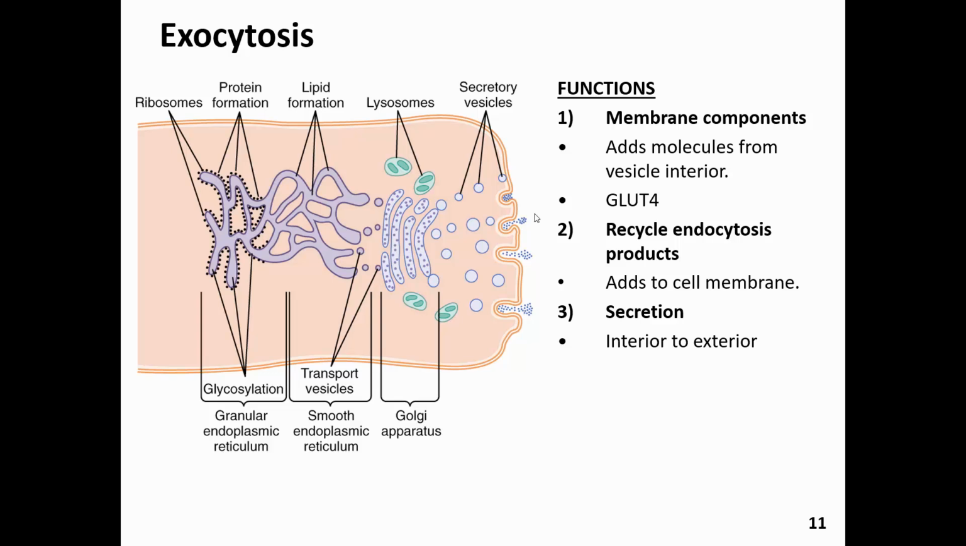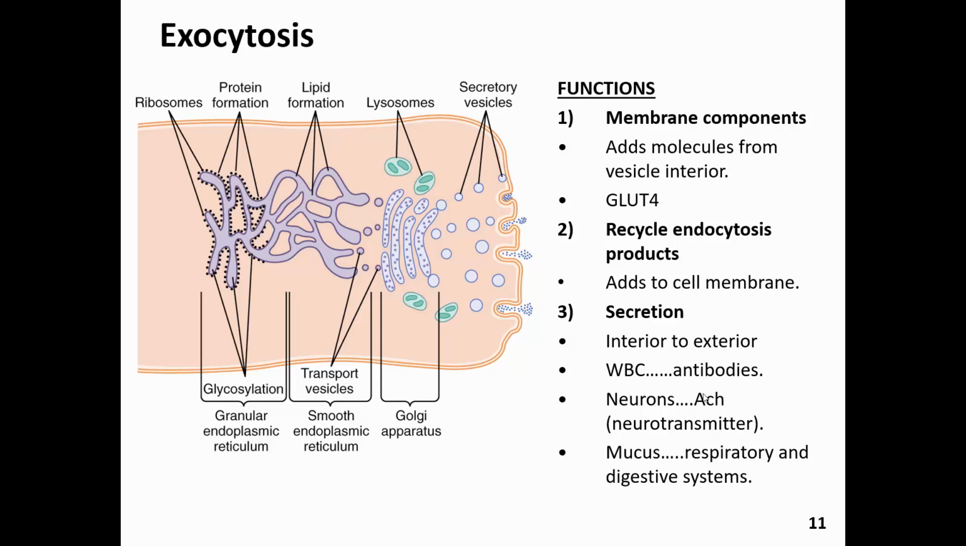Secretion is another important function where the cell will just release, for example, a neurotransmitter to the exterior of the cell. Some examples of secretion come from a particular type of white blood cell that will release what are called antibodies for immune system function. Neurons will release neurotransmitters. One such example of a neurotransmitter is acetylcholine. And some neurons, or some other cells, not just neurons, will secrete mucus. This is typical of what we see in the respiratory and digestive systems.